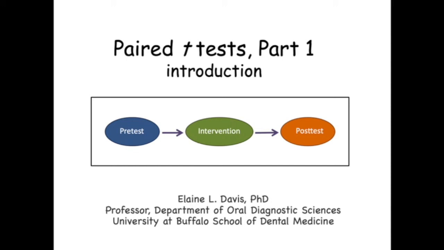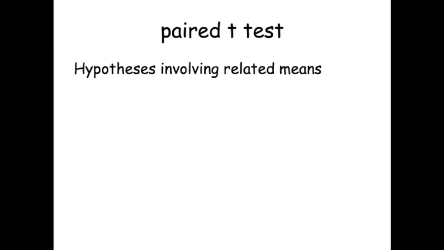This video provides an introduction to the paired t-test with an example using SPSS. The paired t-test is used to test hypotheses about related means.